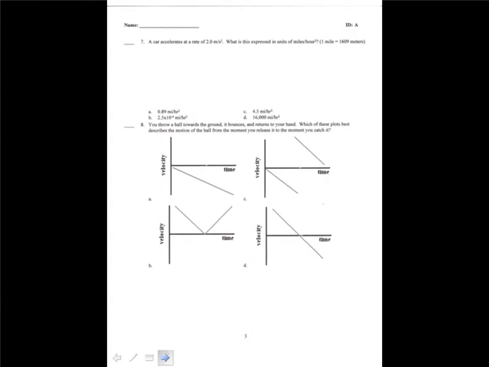A car accelerates at a rate of 2 meters per second squared. What is this expressed in miles per hour squared? So 2 meters per second squared.